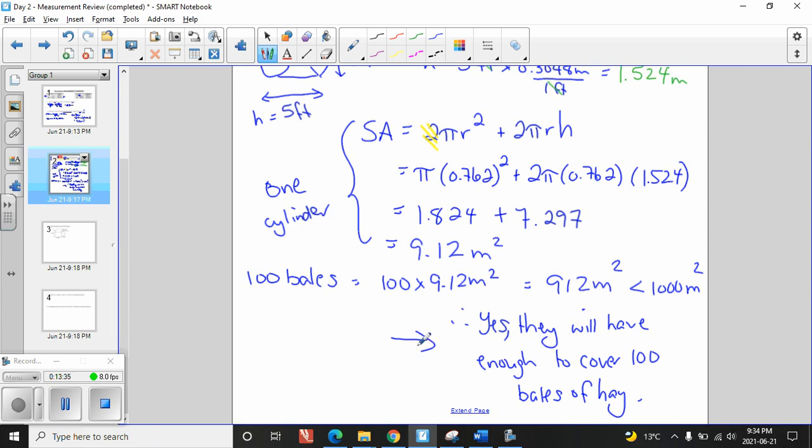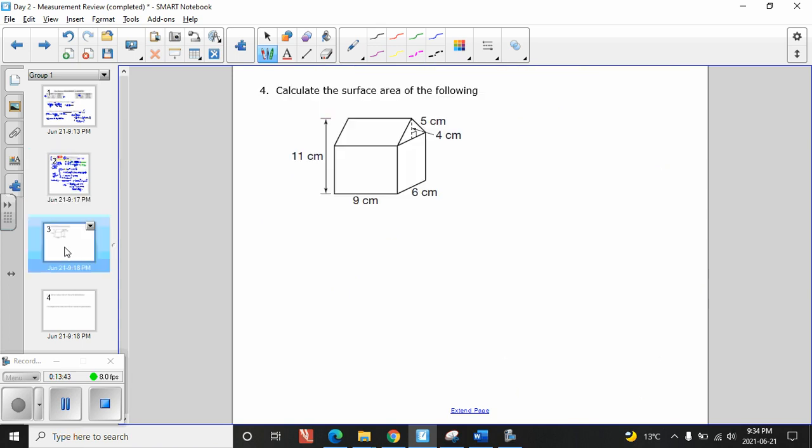All right, 3 down, 3 to go. The next questions are all three-dimensional as well. We really didn't focus on two-dimensional stuff except for a couple of composite figures. So 3D is a little bit more fun, a little bit more interesting, a little bit more real life. And that's our focus here. So this one says calculate the surface area of the following.